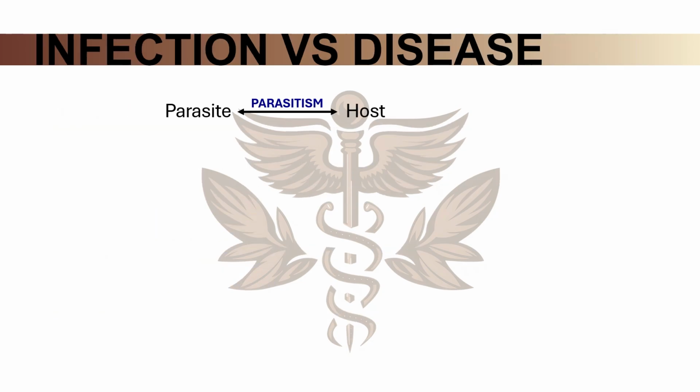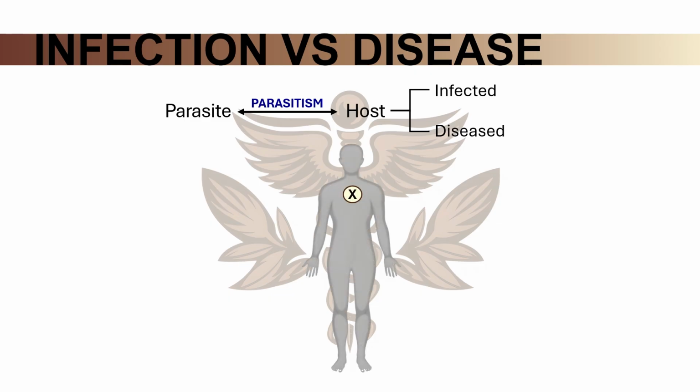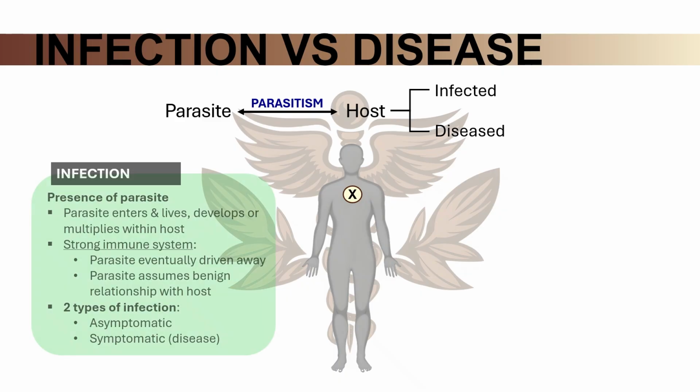For there to be a host-parasite relationship, the parasite needs to infect or inhabit the host, but it only sometimes causes disease in the host. So there are two options. Either the host is simply infected, or it develops a disease. And this depends on the host's immunity. For simplicity's sake, we're going to assume that the host is a human being X.